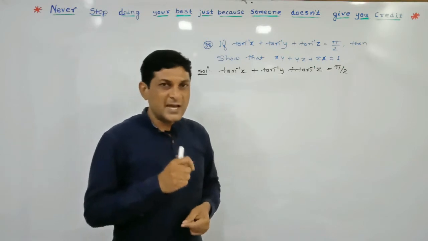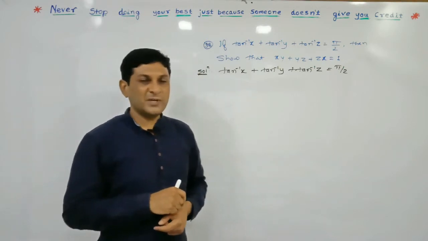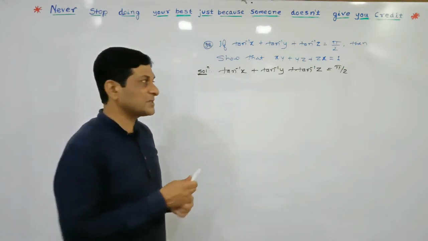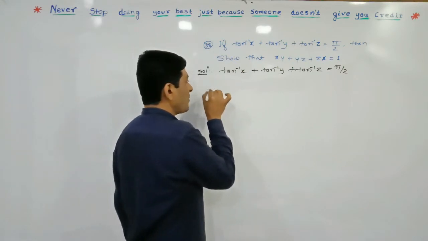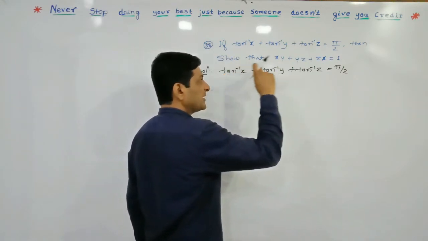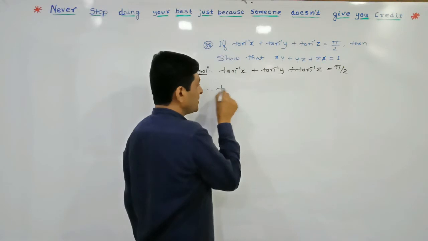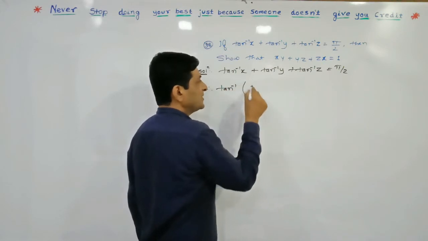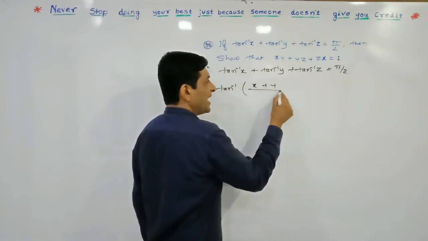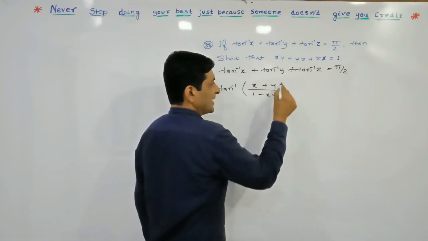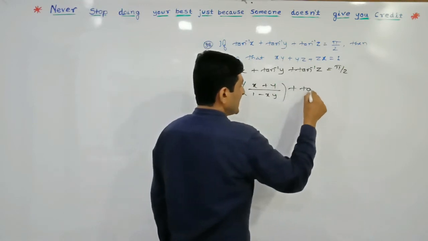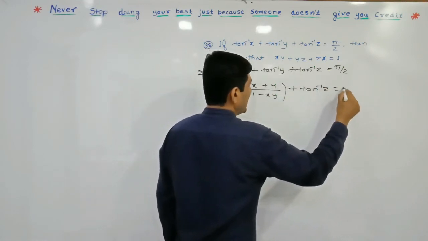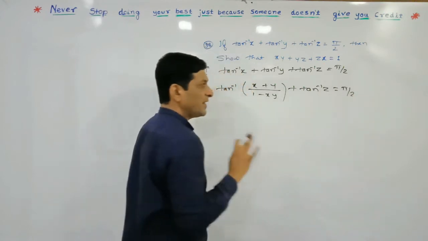Now we are able to simplify this equation using properties of inverse trigonometric functions. According to one property, tan inverse of x plus tan inverse of y can be written as tan inverse of (x plus y) upon (1 minus xy). Keep the last term tan inverse of z as it is, and on the right hand side pi by 2 as it is.